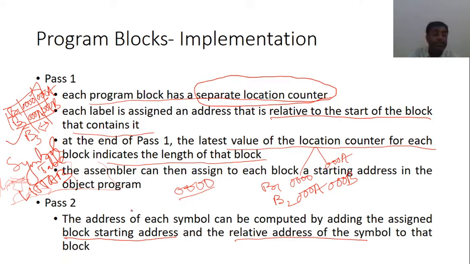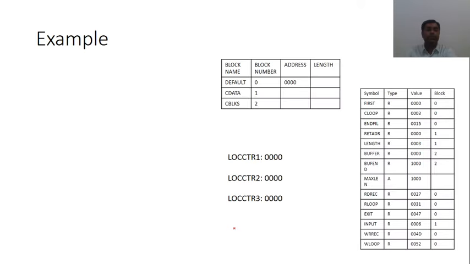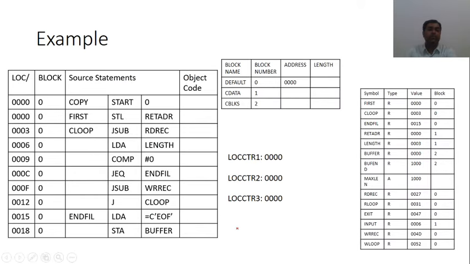And when I am using pass 2, the main task is to calculate the object code. How will you calculate the object code? You will get the target address by just adding the block starting address plus the relative address of that symbol. Then you will get the target address of that symbol. Now let's take an example to understand how to calculate the address and how to maintain the symbol table, literal table and the block table that is maintained by pass 1.